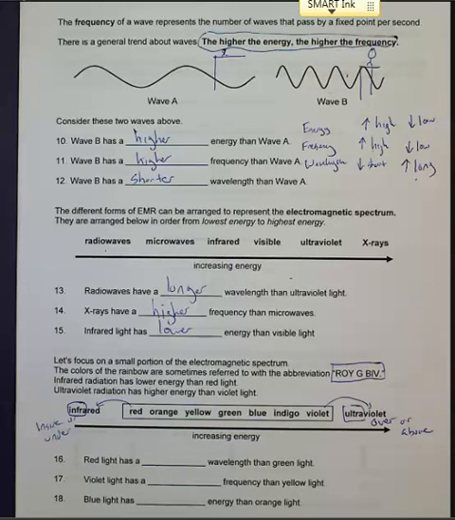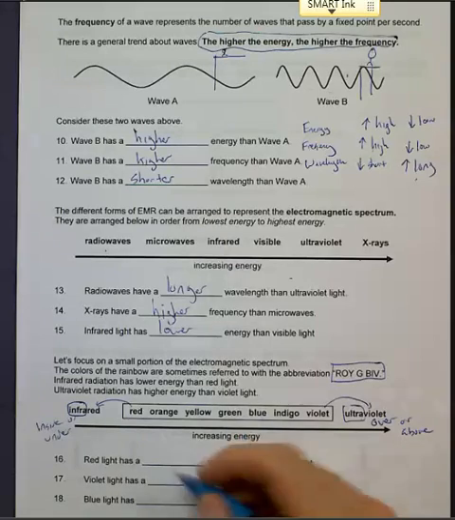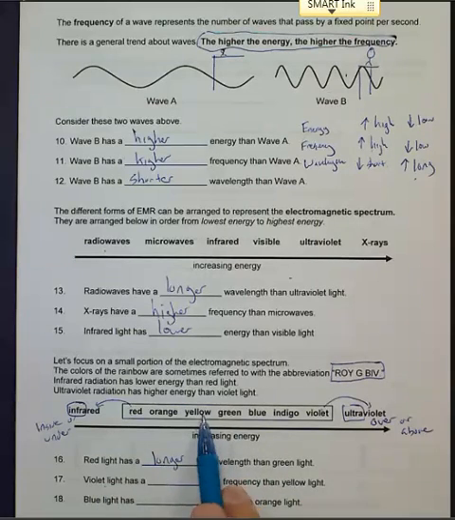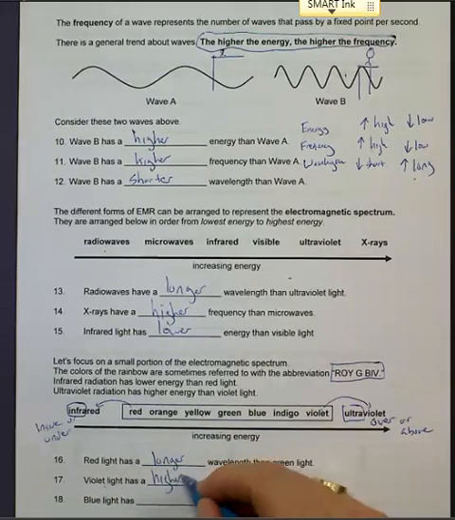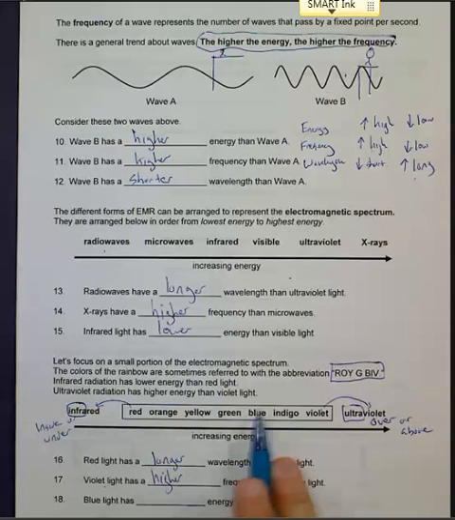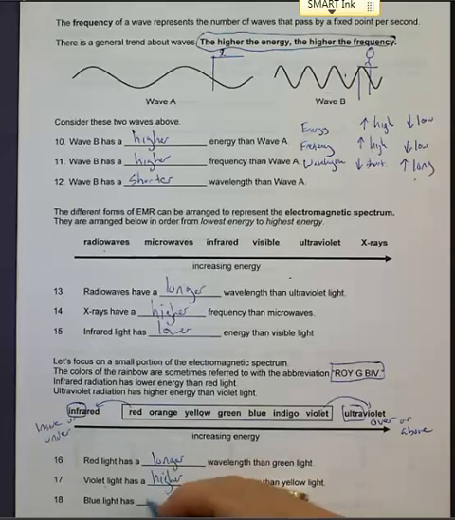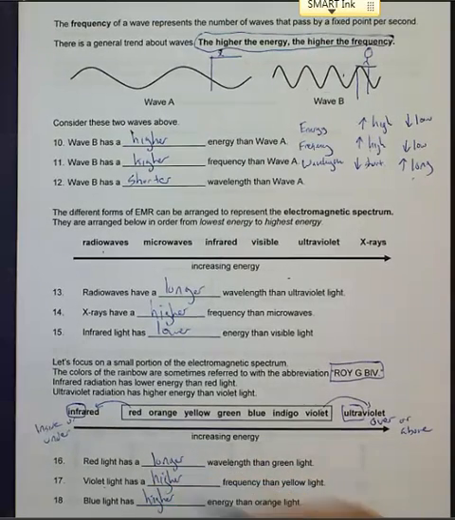of our light. So, red light has a lower energy than green light, which means it has a longer wavelength. Violet light has a higher energy, so it has a higher frequency. Blue light here has a higher energy than orange light. Okay, and next page.